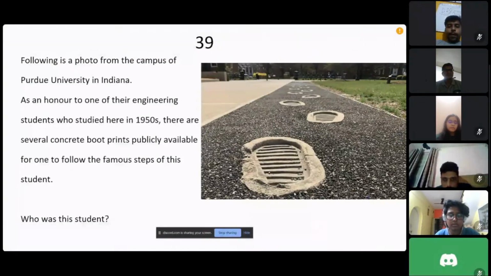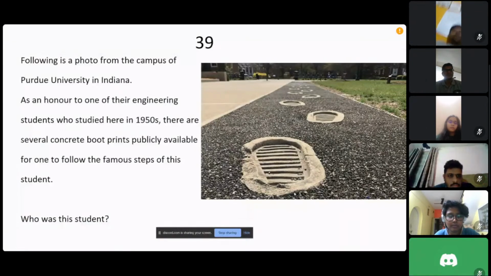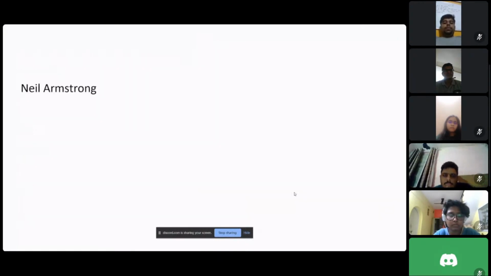Pass. Pass. P6. And P6 just sent a message that he is having net issue. So it is pass. So the question is closed, and the answer is Neil Armstrong.